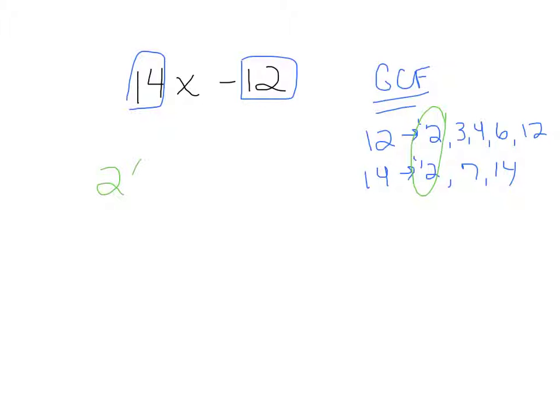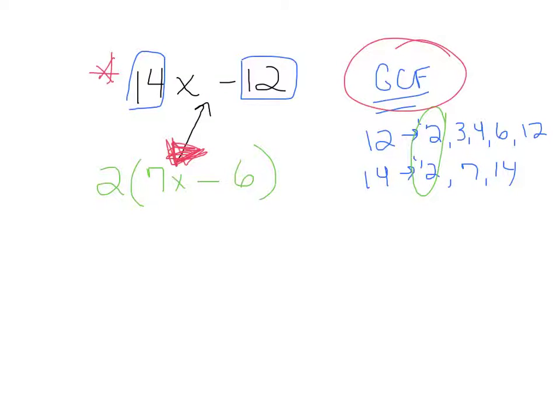So if I pull a 2 out in front, 14x divided by 2 is 7x. 12 divided by 2 is 6. This is the reverse of the distributive property, where normally I'm going in the other direction, taking the factored form and expanding it. In situations where I start off with 14x minus 12, I might want to go in this direction and do something called factoring it, which is all about finding your GCF. What is the largest number they both have in common? We'll be working some with this the next couple days.